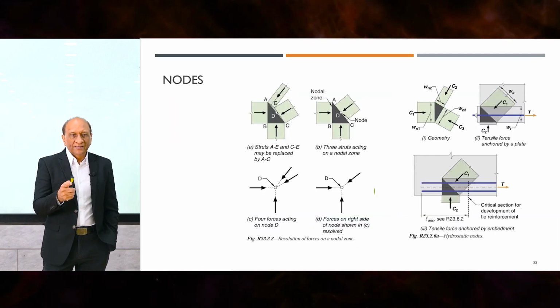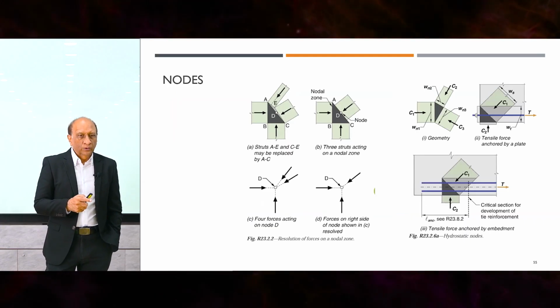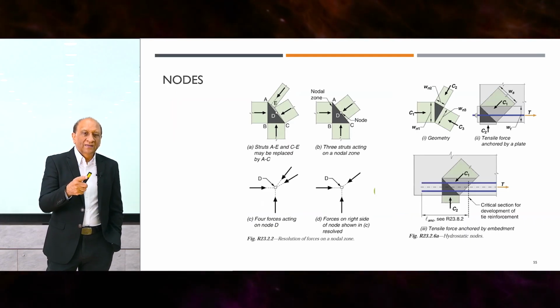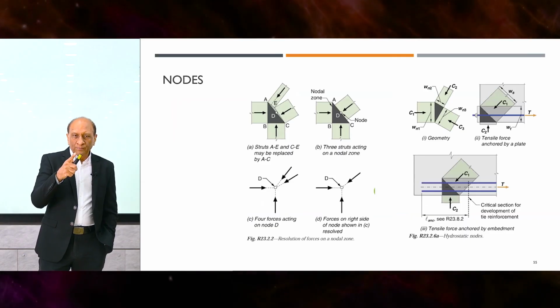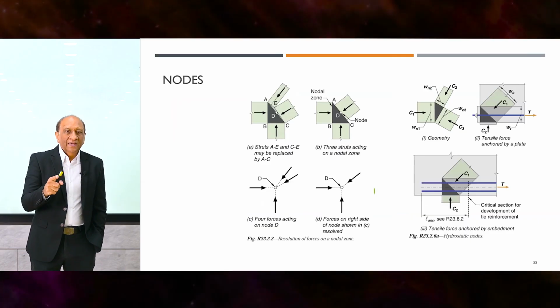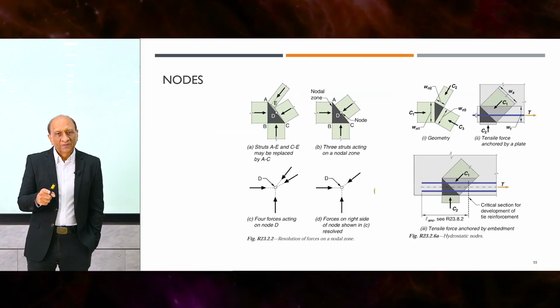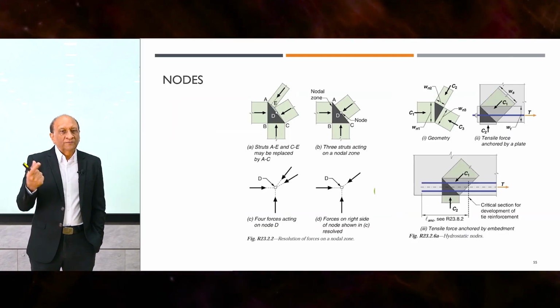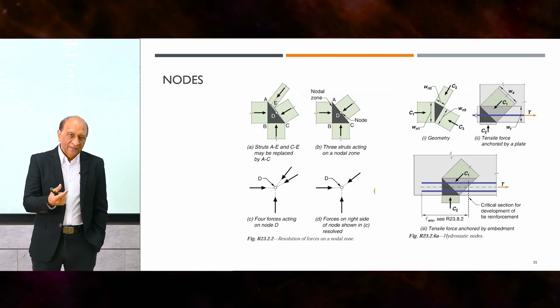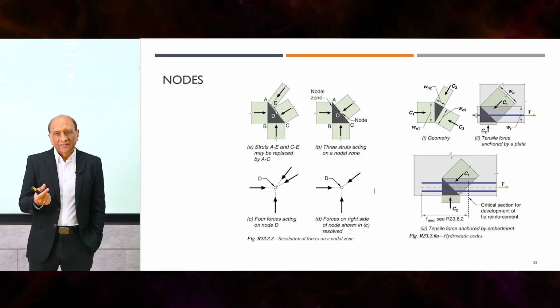So this is a little bit more detailed look at how a typical connection will look. And you can see from here that when the forces come onto a point, the black portion is the joint portion or the node portion. And it depends on the sizes of the struts coming in there, or the sizes of the ties coming in there.